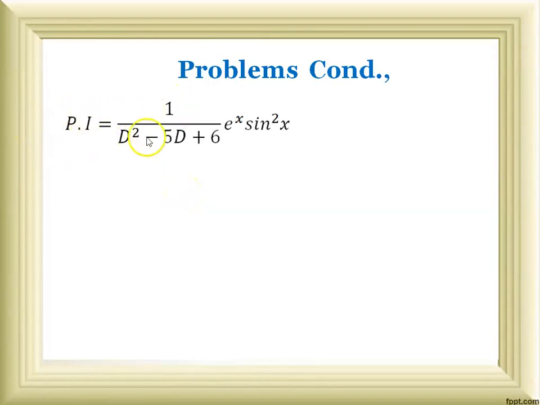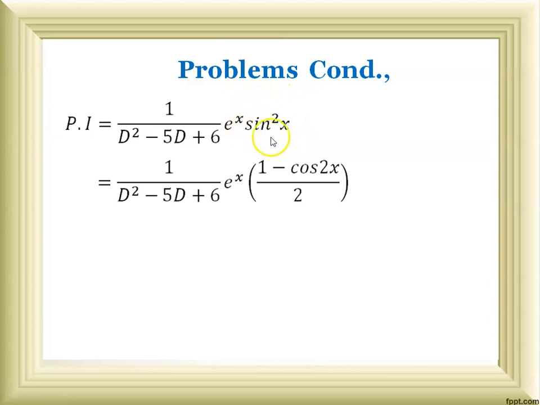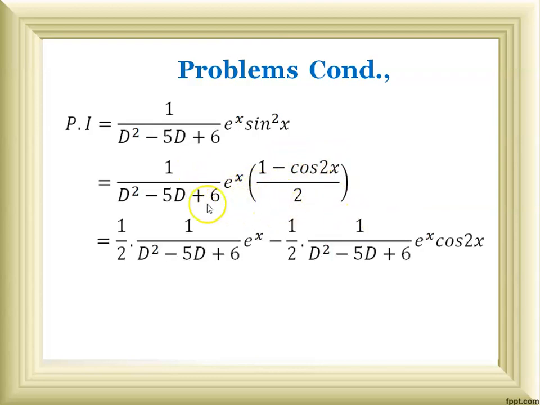P.I. is equal to 1 by f of d into the RHS term, that is e power x into sine square x. Here we cannot operate on the sine square term directly, so I am going to use the trigonometric formula, 1 minus cos 2x by 2. After that I am multiplying the total term with e power x. So after multiplying, I am going to separate these two terms, like 1 by 2 into 1 by f of d into e power x minus 1 by 2 into 1 by f of d into e power x into cos 2x.